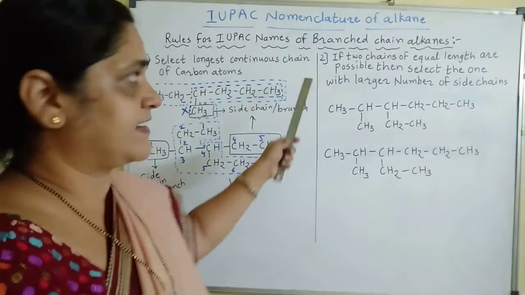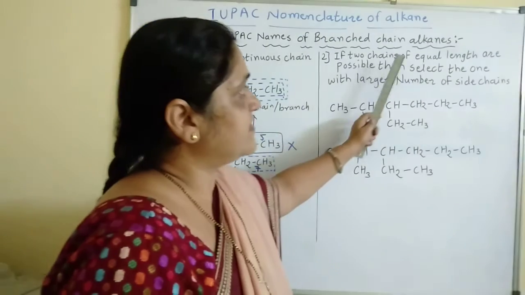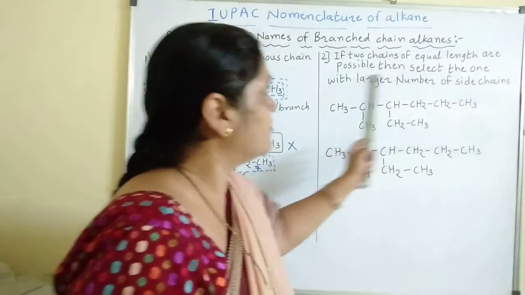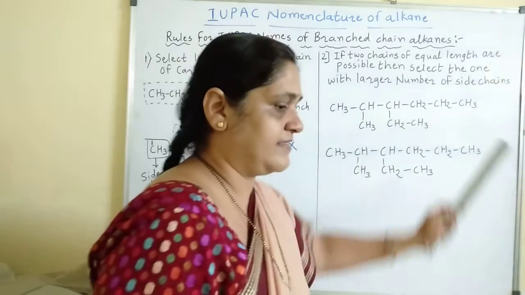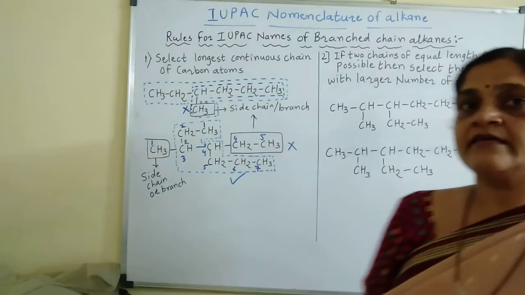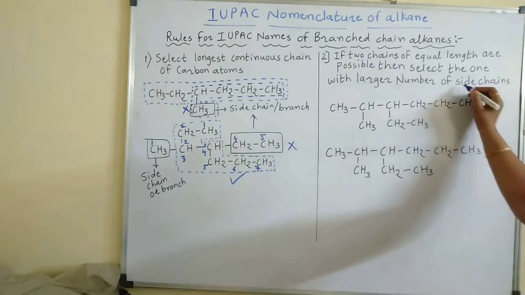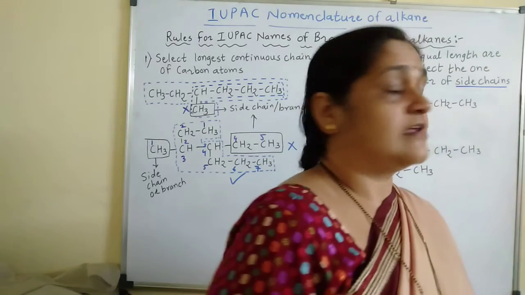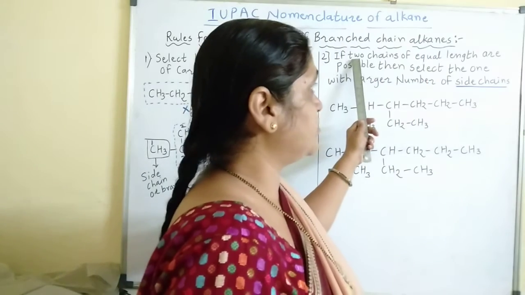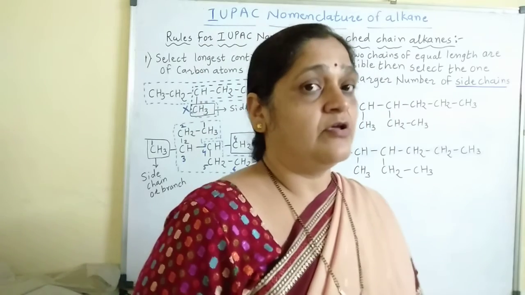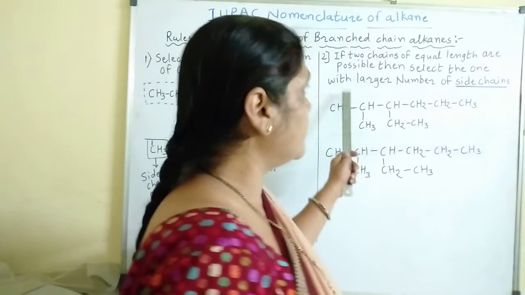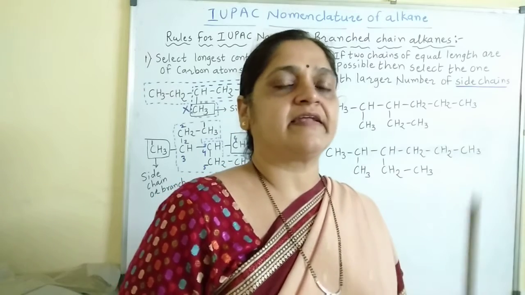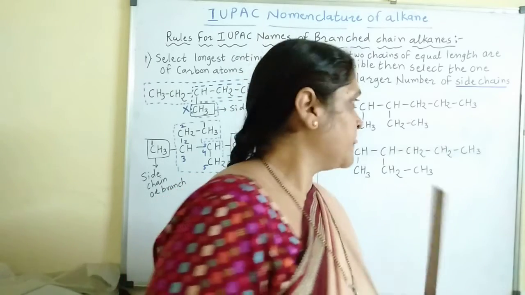Now coming to the second rule: if 2 chains of equal length are possible, then select the one with the larger number of side chains. Here you have to check which selection gives the larger number of side chains. When 2 chains of equal length are possible, you have to keep in mind that the one having the larger number of side chains is the one you are going to select as the parent hydrocarbon chain. Now let us see.